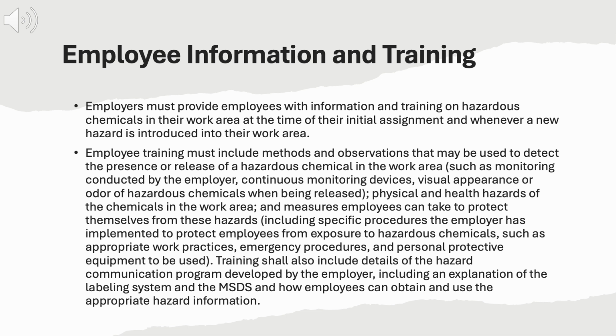Employee training must include methods and observations that may be used to detect the presence or release of a hazardous chemical in the work area, such as monitoring conducted by the employer, continuous monitoring devices, visual appearance or odor of hazardous chemicals when being released, physical and health hazards of the chemicals in the work area, and measures employees can take to protect themselves from these hazards, including specific procedures the employer has implemented to protect employees from exposure to hazardous chemicals, such as appropriate work practices, emergency procedures, and personal protective equipment to be used.